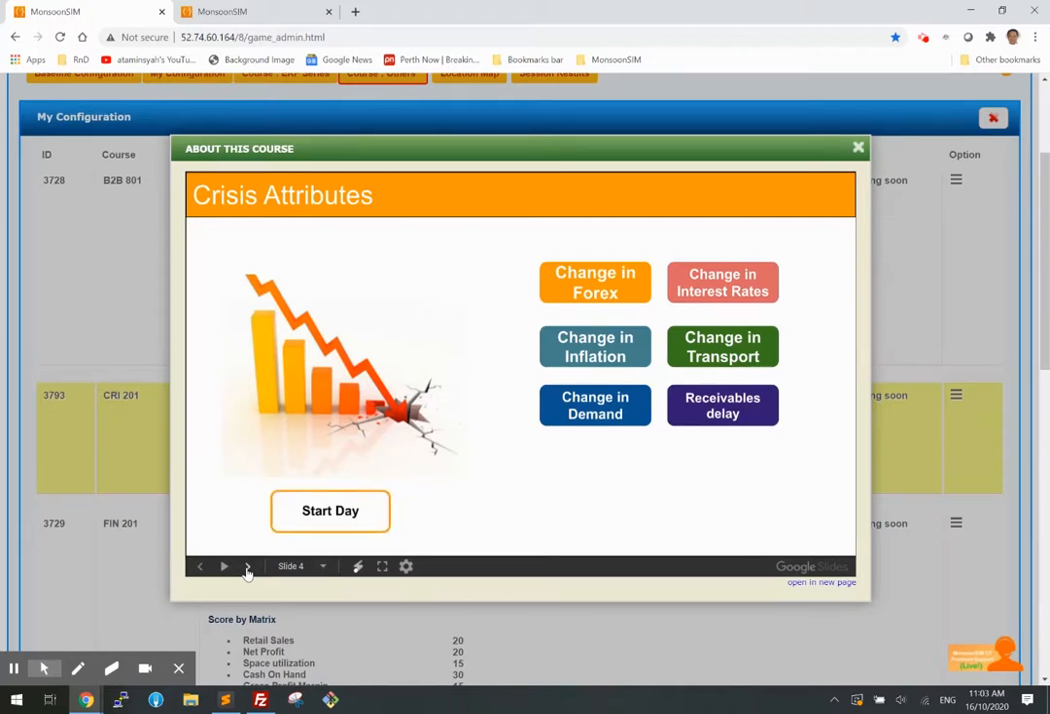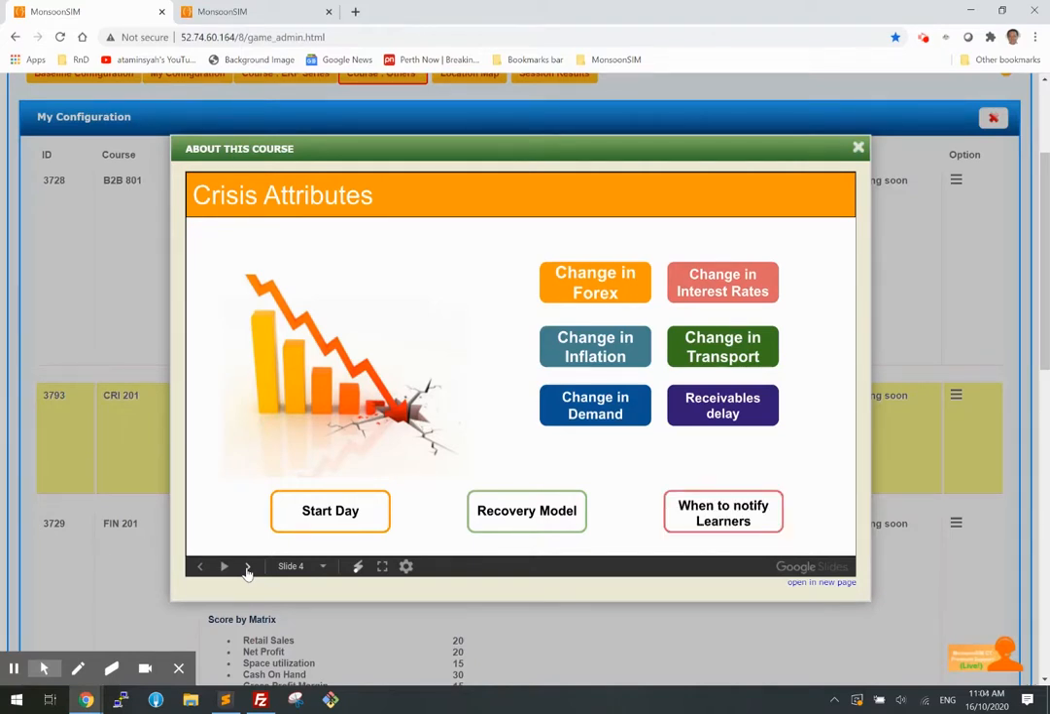Now, there's also start day, which allows you to set when the crisis starts. It could start in the middle of the game, at the end of the game, or whichever day you decide to start the crisis. Then there is a recovery model. There are various recovery models which also dictate the duration of the crisis.